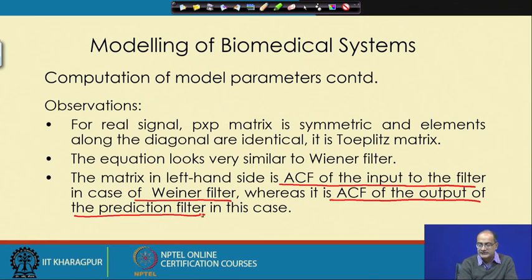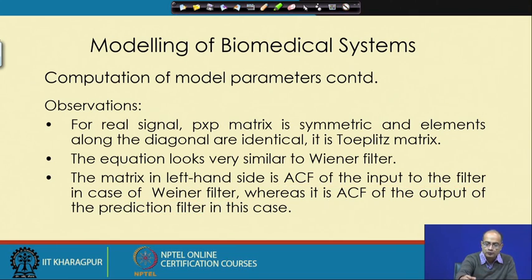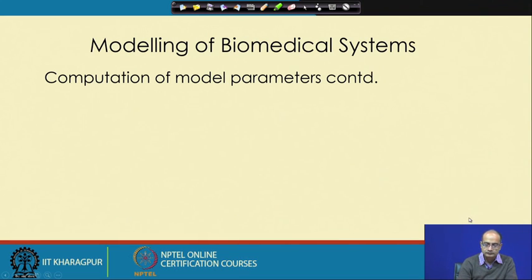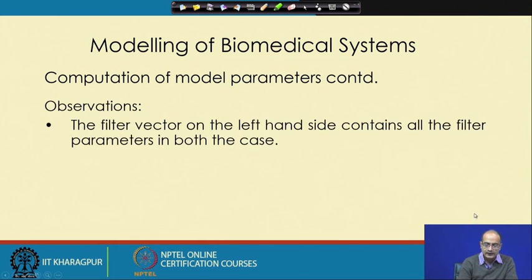So, this is the first difference: on the left hand side, though in both cases the terms are ACFs, in case of the Wiener filter it was the ACF of the input, and in this case it is the ACF of the prediction filter, that means of the output signal. The filter vector on the left hand side contains all the filter parameters in both cases, which is what we try to derive.